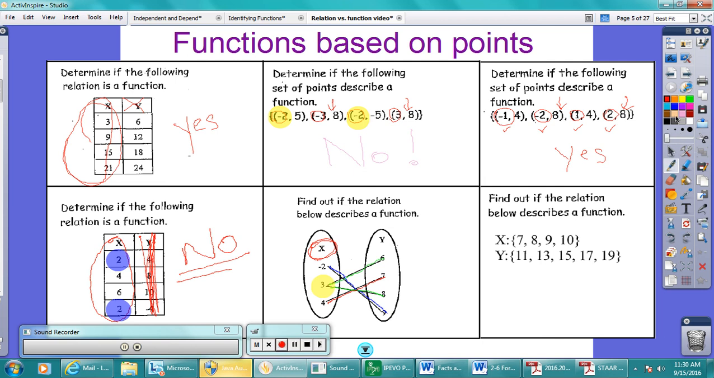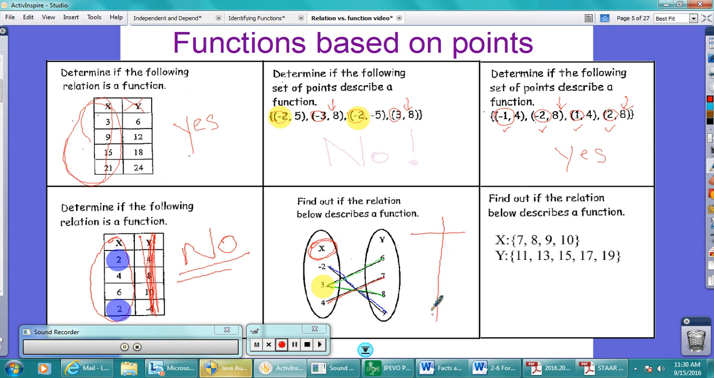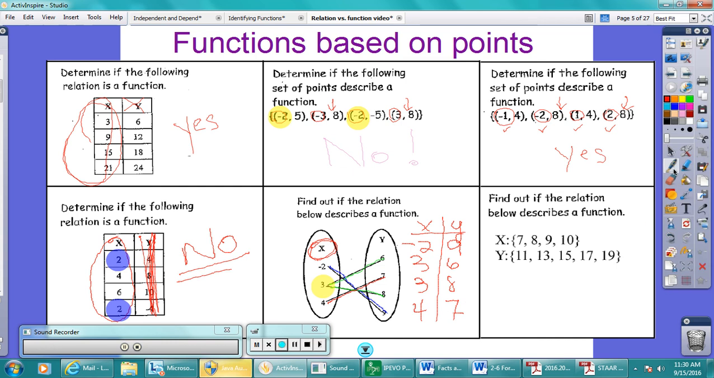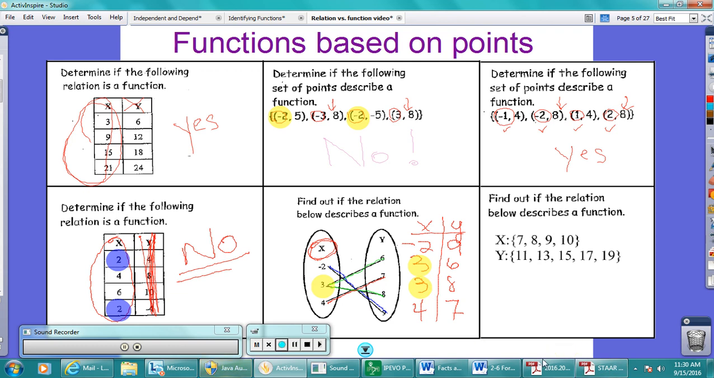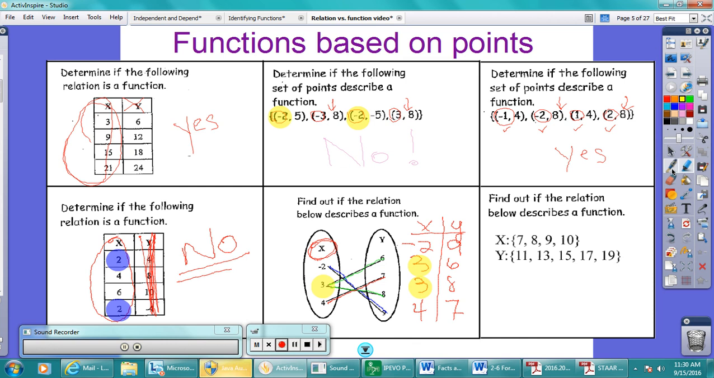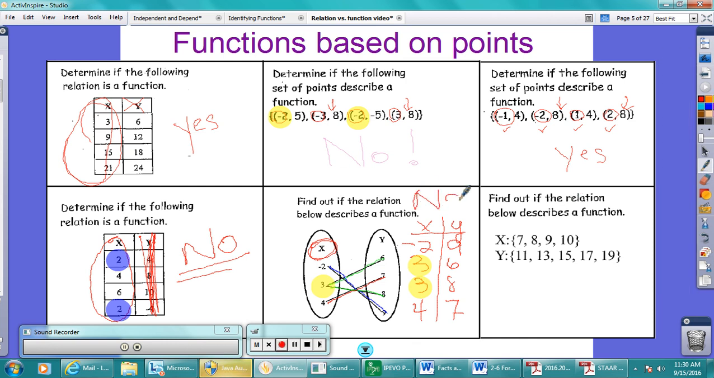So if we were to write this mapping in a table, I would have x and y, so I would have -2 going to 9. I would have 3 going to 6. I would also have 3 going to 8. I would have 4 going to 7. So what happened? Boom, boom, 3 is repeating. See, the line is coming out twice. So this is a big fat no.